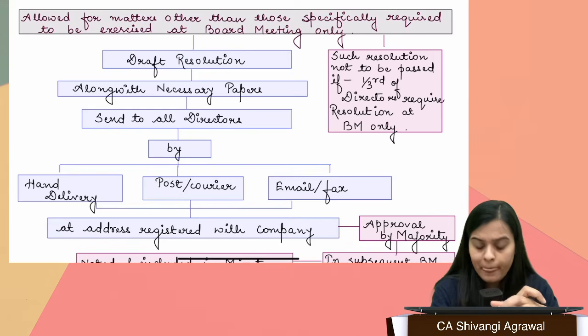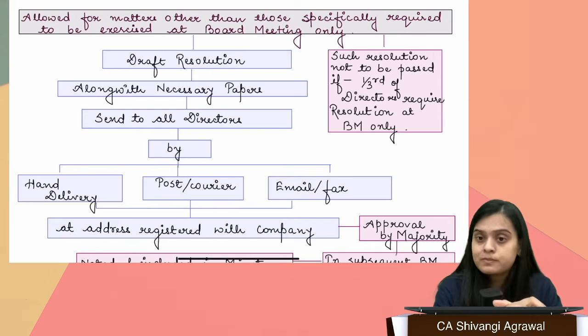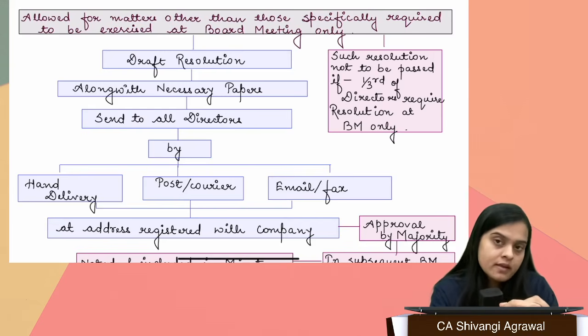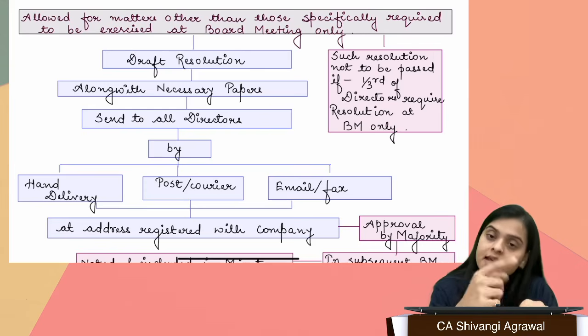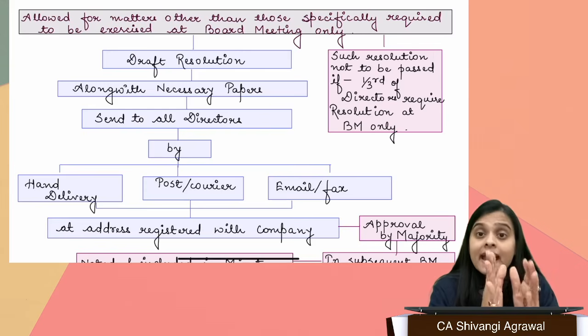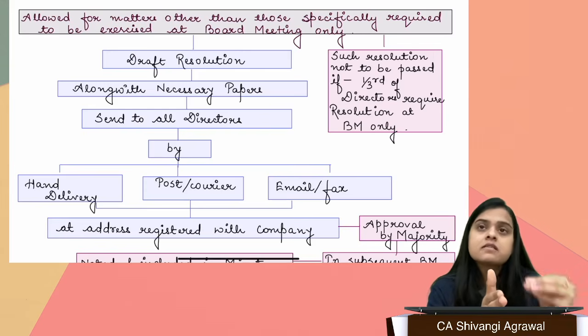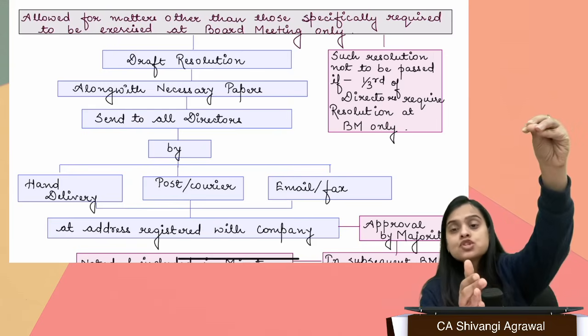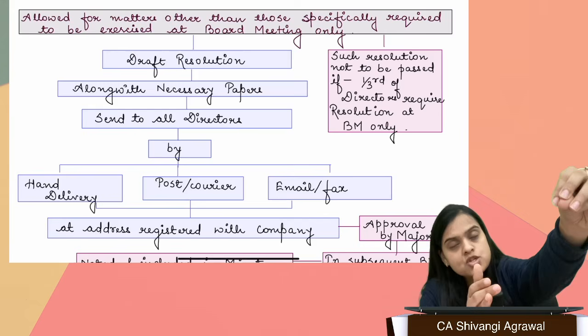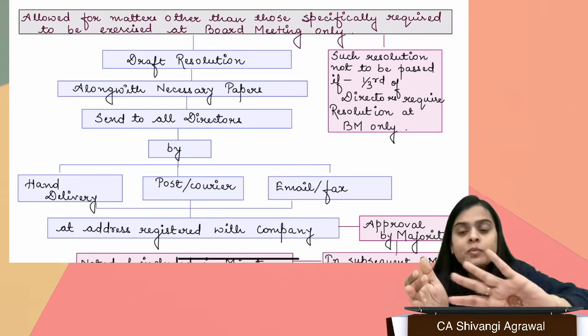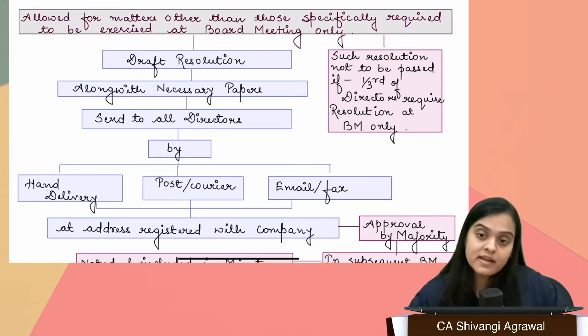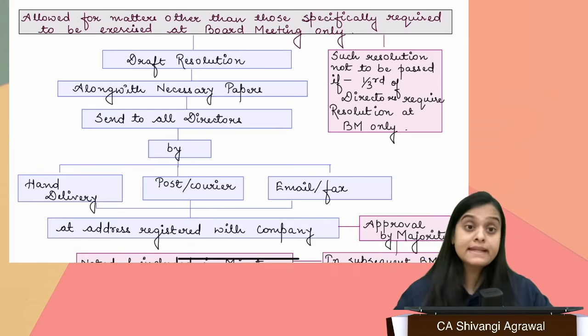Can he do so? No, because he's just an individual director. Maybe if the company has just 3 directors, he can do so. At least 1/3 of directors, if they want that the resolution should be taken at a board meeting, then the chairman will cancel this and call for a board meeting, and then that agenda will be taken up at a board meeting only.